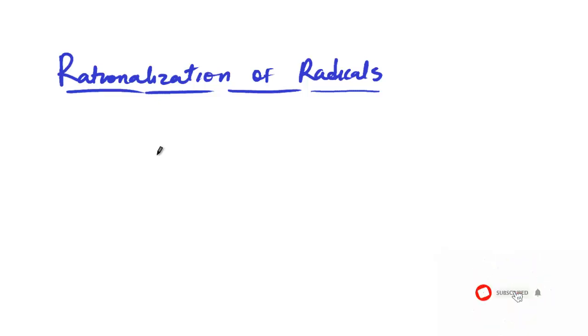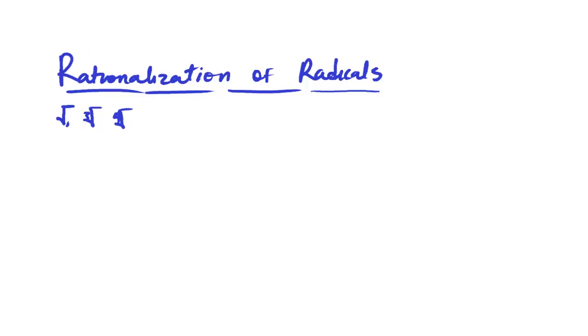Alright, so in this video, I'm going to be showing how radicals can be rationalized. Now, when we're talking about radicals, basically, we are talking about square root, cube root, fourth root, and so on and so forth. All these are actually known as radicals.